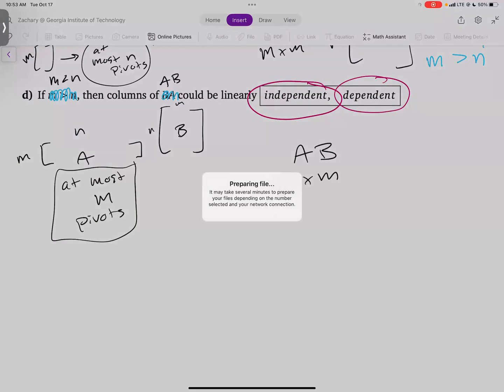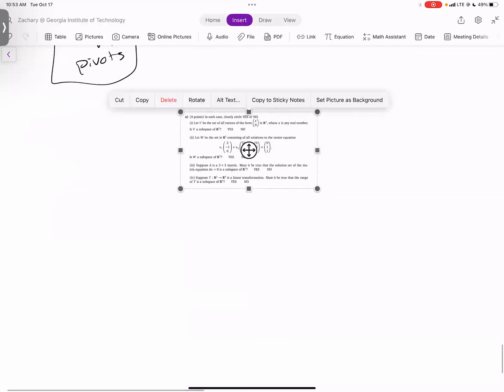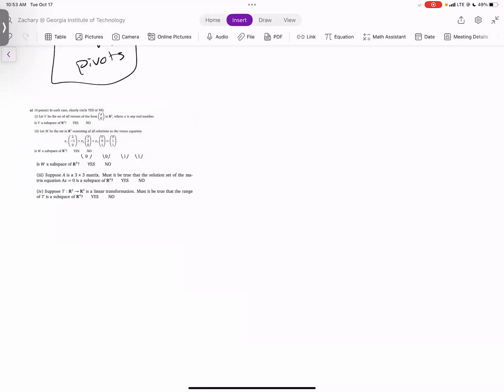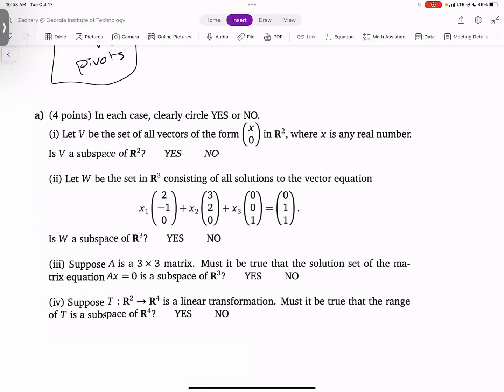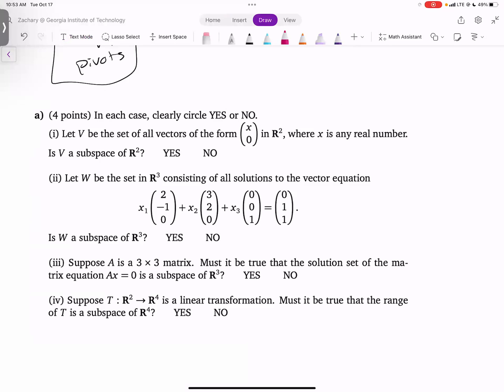All right, last one. Okay, the first one. Let B be the set of all vectors of this form, where x is any real number. Is this a subspace? You can do this a couple ways. You can check each of our conditions. You can think about it geometrically. This is just going to be the x-axis, which can also be defined as the column space of the matrix [1, 0]. And since it's a column space, it is a subspace.